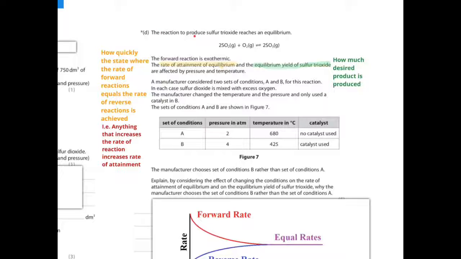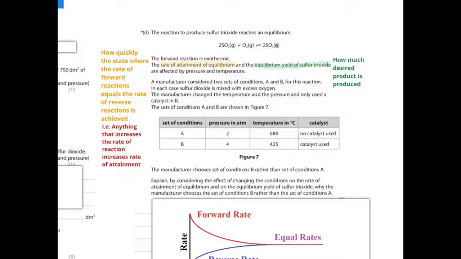The reaction to produce sulfur trioxide reaches an equilibrium. So here's the reversible reaction. Whenever you're looking at equilibrium, you're looking at reversible reactions, and there's the two-way arrow to tell you it's a reversible reaction. So just as sulfur dioxide and oxygen combine to make sulfur trioxide, this can also dissociate and form the reactants again. So the forward reaction this way is exothermic.